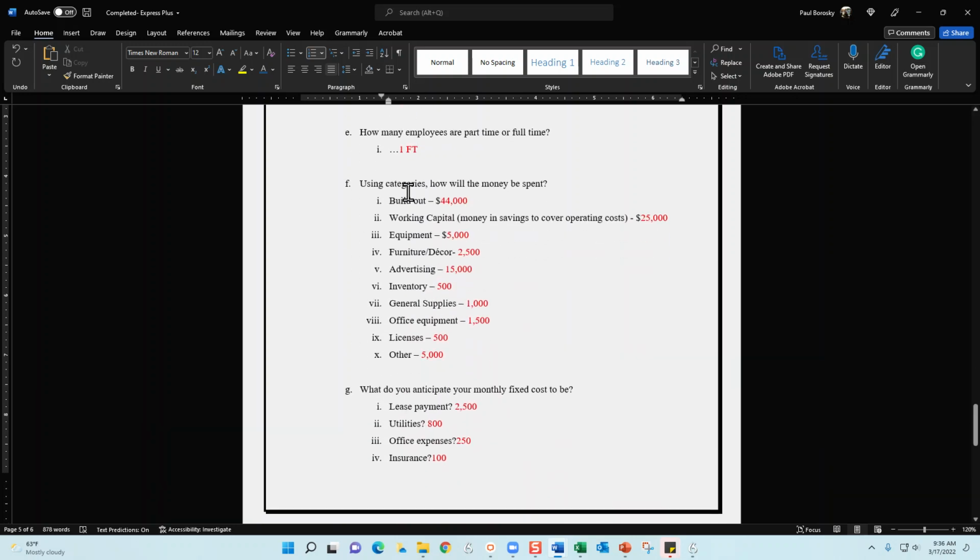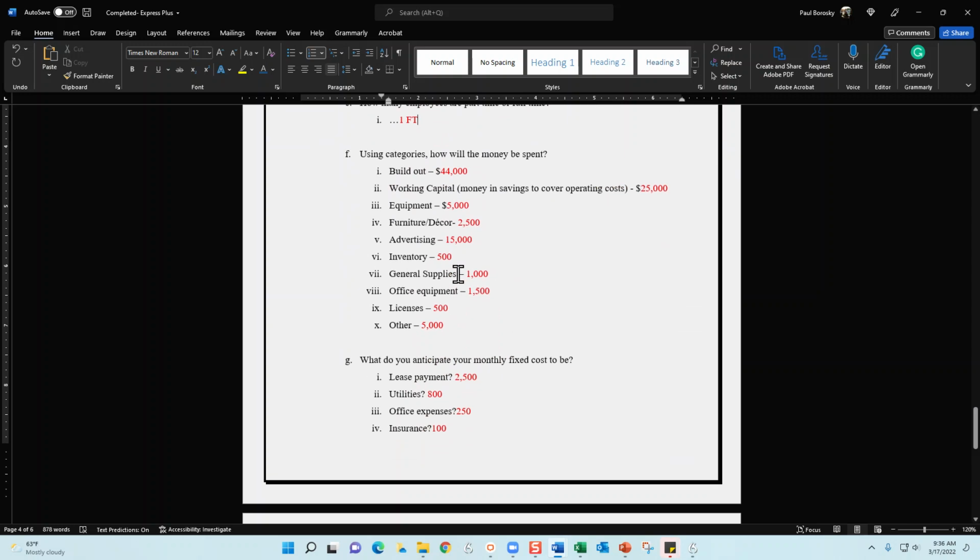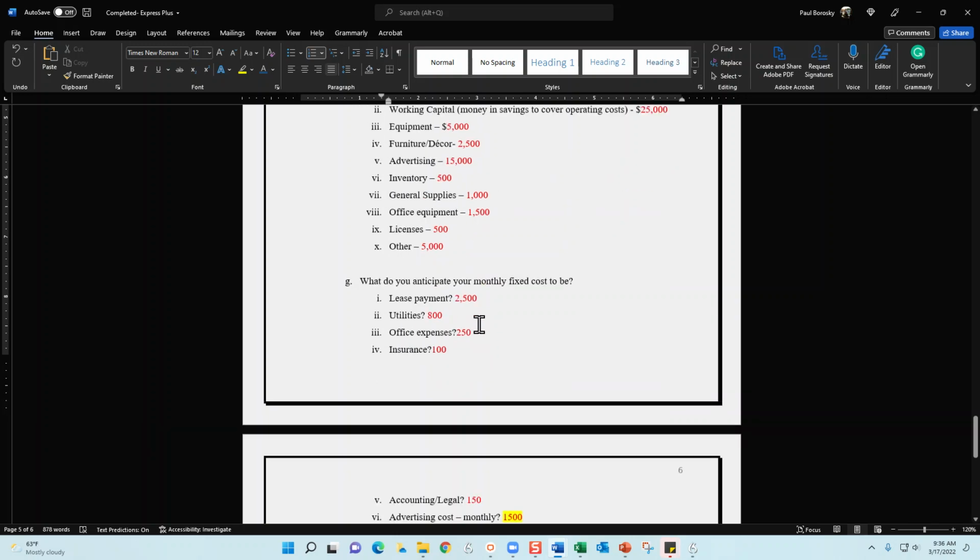And then this quarter category right here is how is your money going to be spent. So what I'm doing is I'm referencing this total of $150,000 right here. So we got $150,000 in total funding. How is that money going to be allocated? For this example, I'm saying $44,000 for build out. I'm going to budget $25,000 for working capital, $5,000 for equipment, $2,500 for furniture and decor, $15,000 advertising, $500 for inventory. So I'm just going to break it out into categories. If you've got some other categories you want to add in here, feel free to do so.